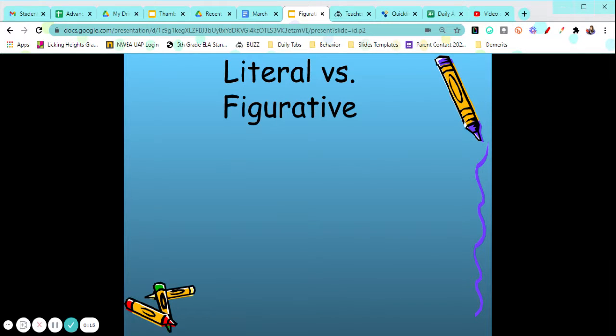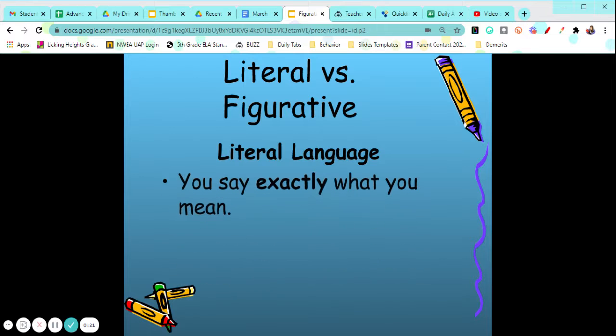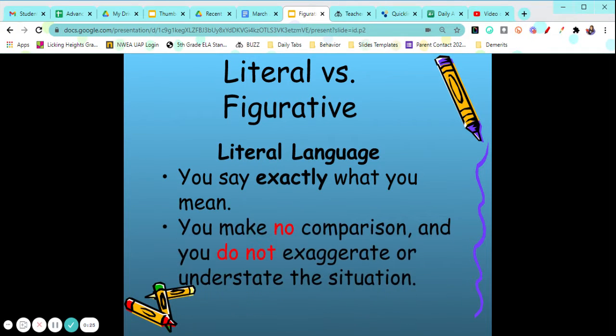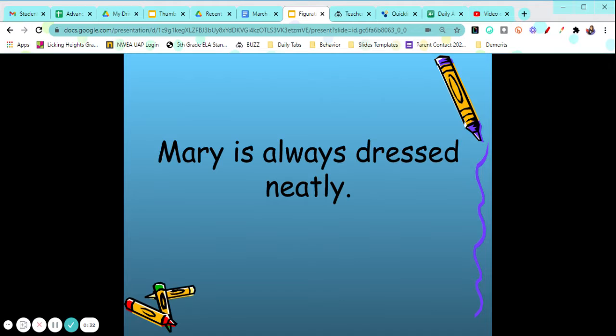So the opposite of figurative is literal. So let's just talk about it. Literal language. That is when you say exactly what you mean, okay? So you make no comparison. You don't exaggerate. You don't understate the situation. It's exactly what you mean.